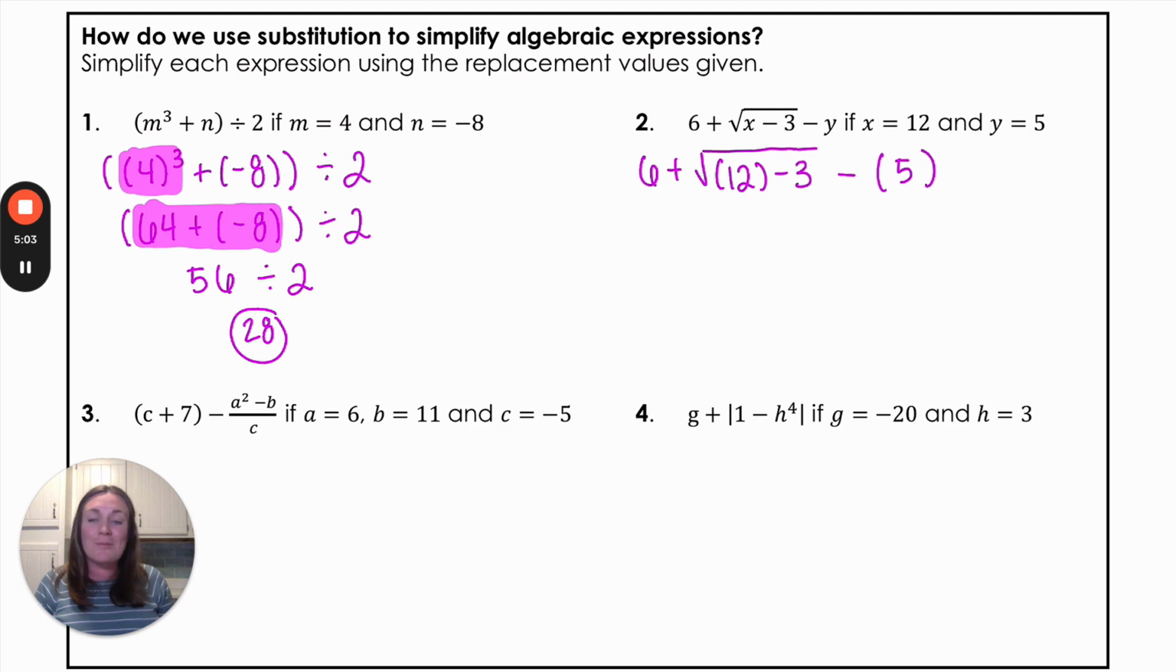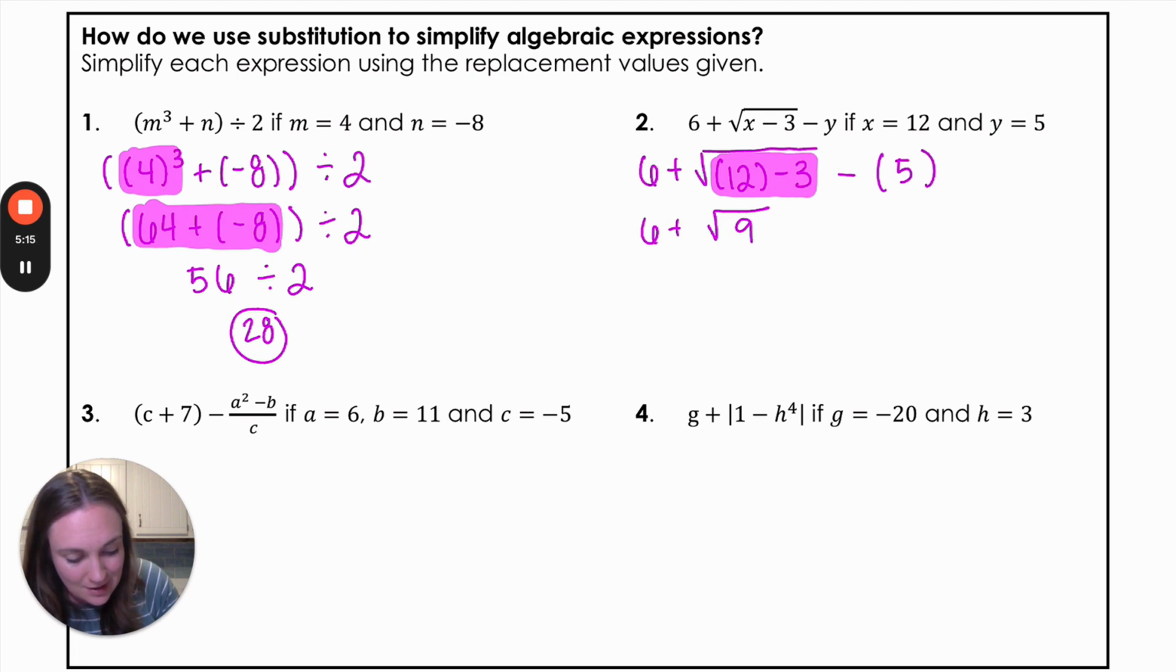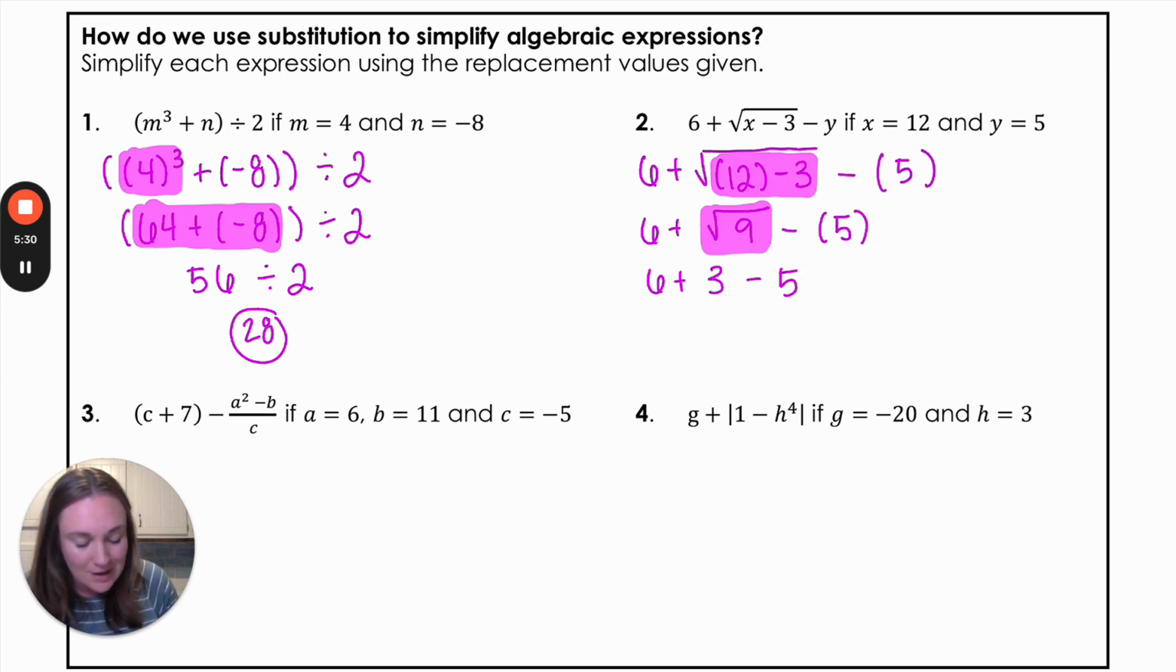So again, let's do this order of operations first. Looking at that grouping, I would simplify underneath the radical first. So I'm going to do that 12 minus 3. So we'll have our 6 plus the square root of 9 minus, oops, not negative, just minus 5. I'm going to keep simplifying that radical. So the square root of 9 is 3. So I would do 6 plus 3 minus 5.